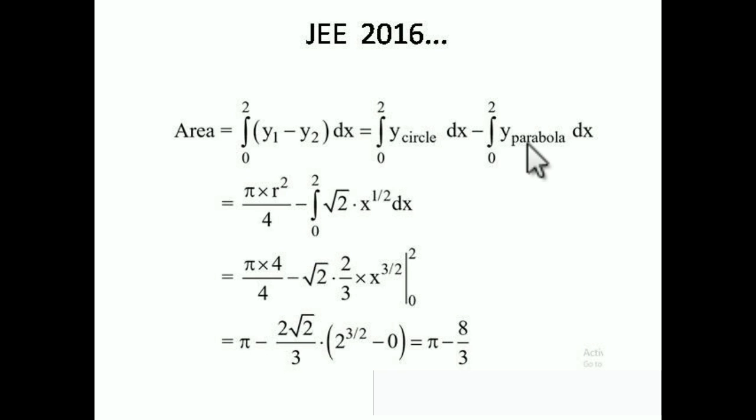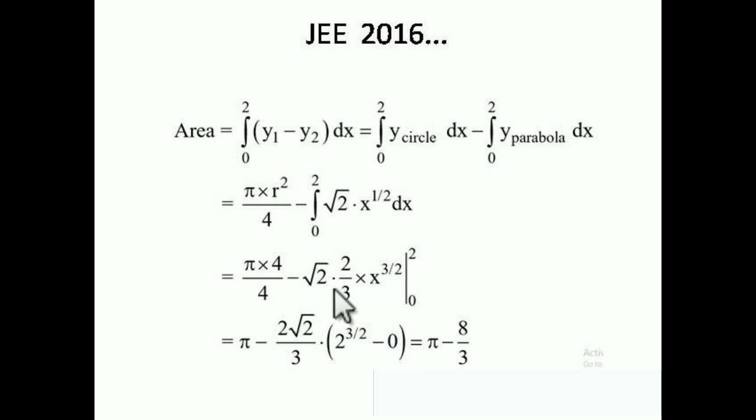Now for this, it's the parabola. You don't have any particular formula for the area of the parabola, so we have to go through the basics. So I put y is equal to root 2x. y is equal to root of 2x. So it's root 2 into x to the power 1 by 2. Root 2 is common. So the integration of x to the power 1 by 2 is x to the power 3 by 2 upon 3 by 2. So it's 2 by 3, from 0 to 2.